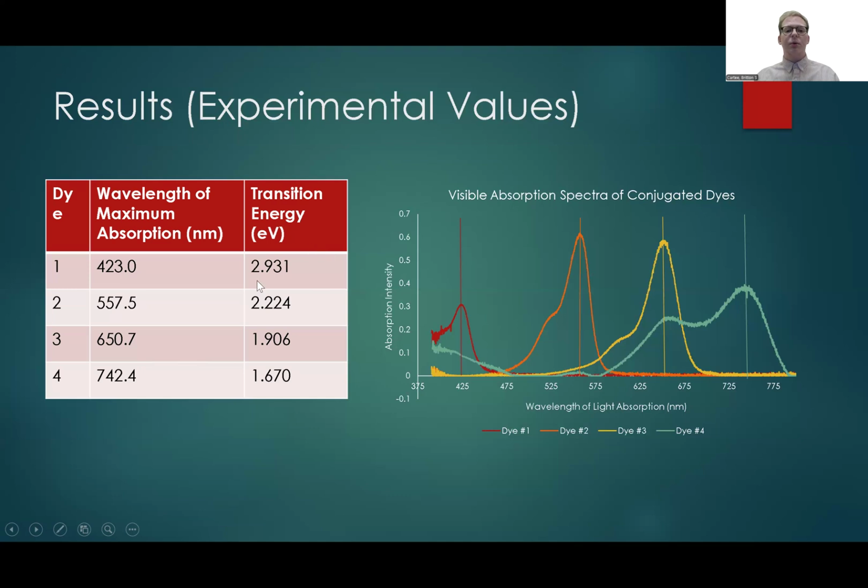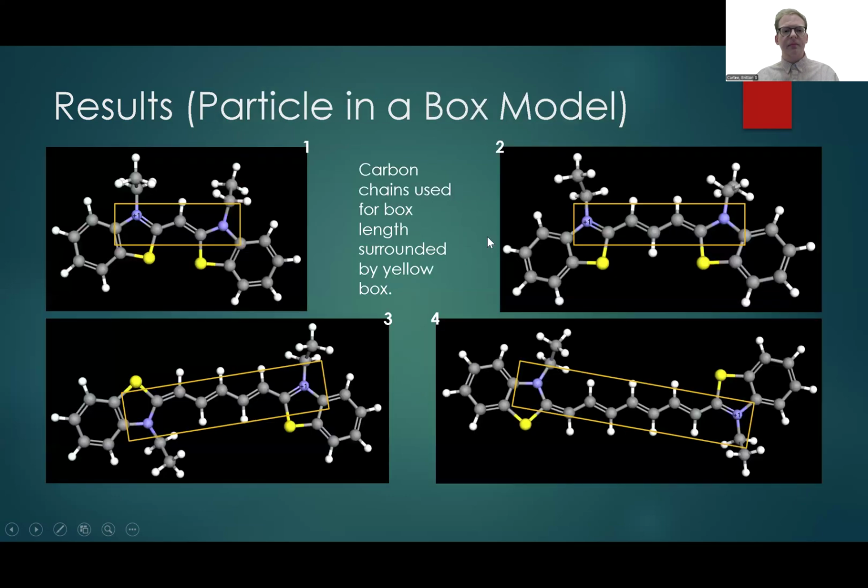And we see the corresponding transition energies in electron volts, which is what we're going to be using for our comparisons later on to our other methods that are more theoretical rather than these experimental values. So we're moving on to the particle in a box model. I'm going to talk a little bit about how we're defining that conjugated chain length.